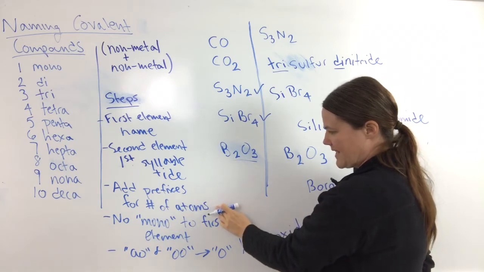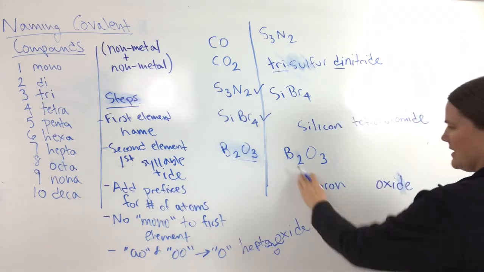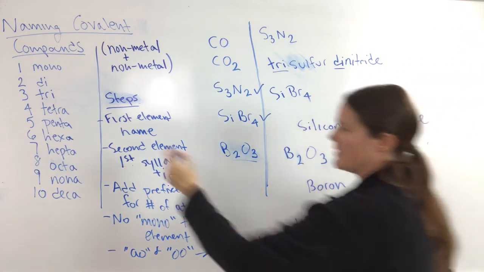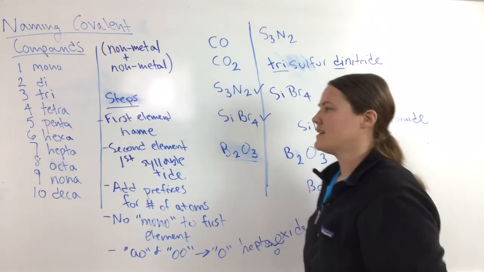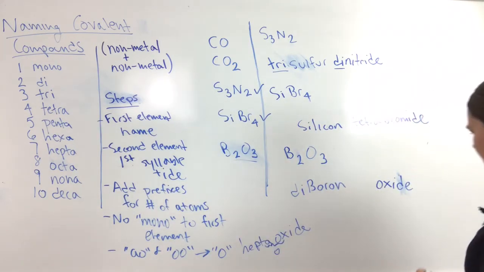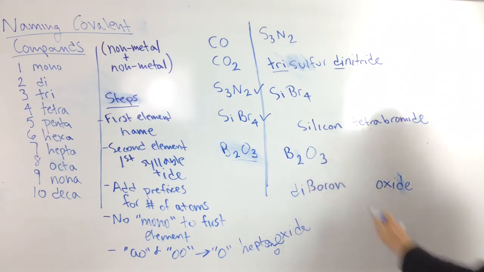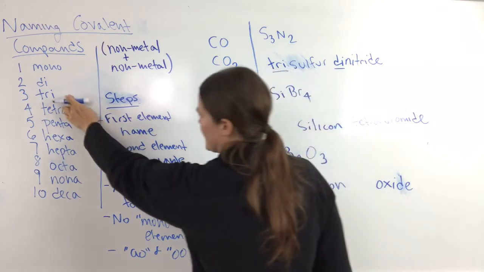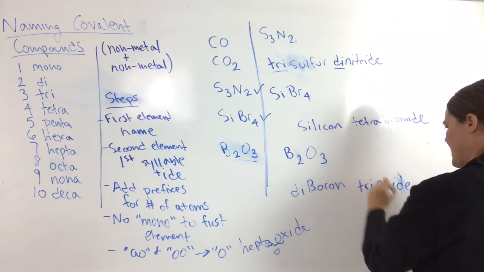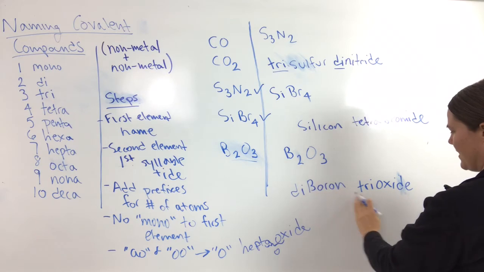Now the next step is to add the prefix for the number of atoms. So going back to boron, we have 2 borons. If we go look at our prefix list, 2 is di. So we put a di here, so we have diboron. And then looking at oxygen, we have 3 oxygens. 3 is tri, so we put tri here. So this molecule is diboron trioxide.